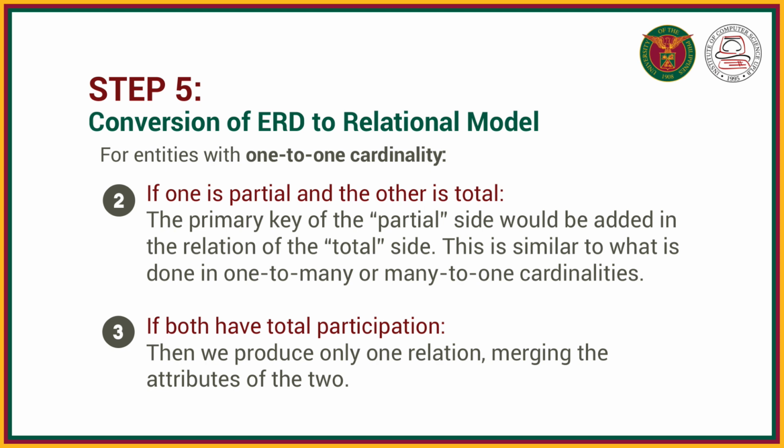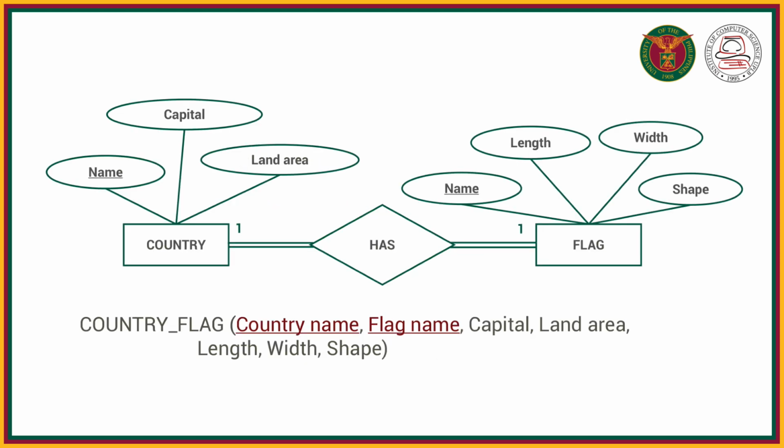doon sa total. So third, if both have total participation, so one-to-one cardinality sila pero total participation parehas, then we produce only one relation, merging the attributes of the two. So, ang gagawin natin dun sa dalawang entity, pagko-combine lang natin yung attributes nila to form one relation.